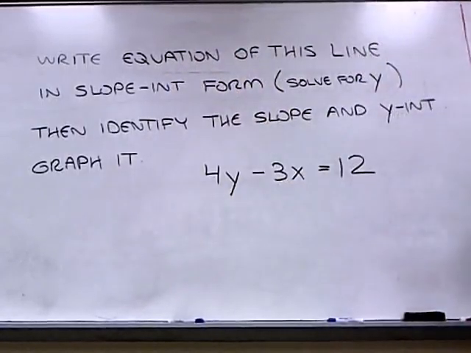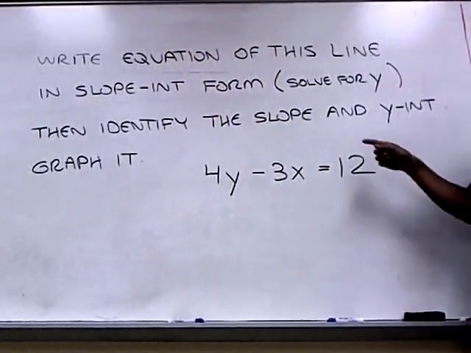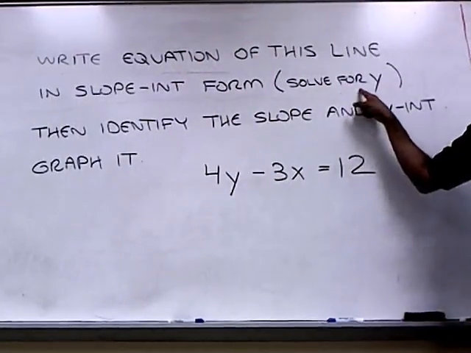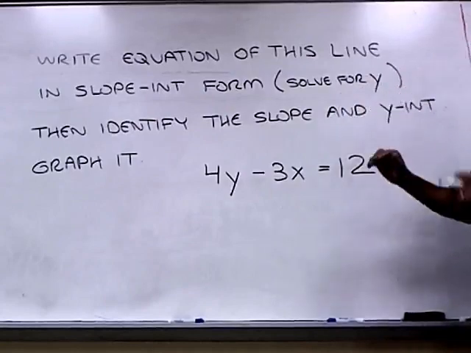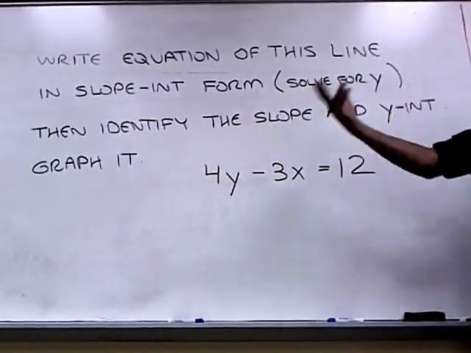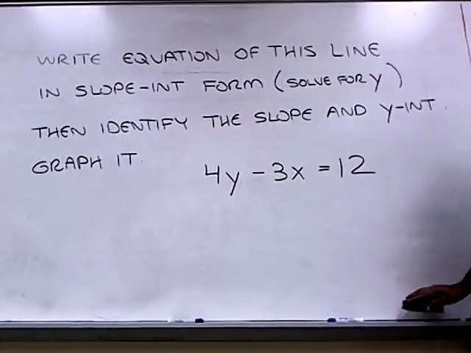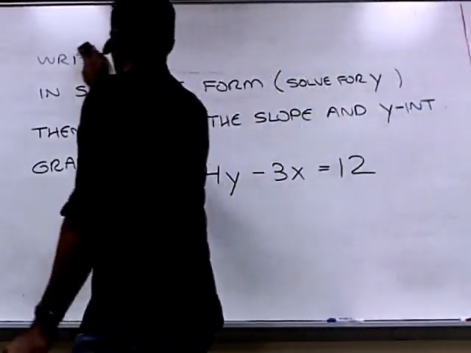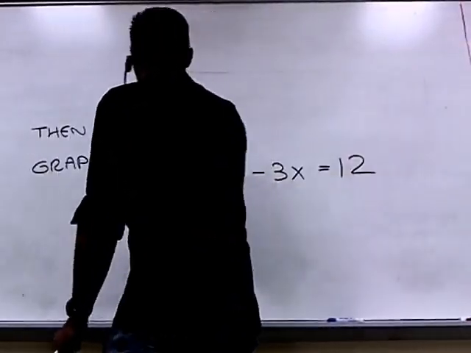Okay, so I want to write the equation of this line in slope-intercept form, which means I want to solve it for y. Then once I do that, I should be able to identify the slope and the y-intercept, and then I should be able to use that to graph it. So here we go. How are you going to solve for y here?